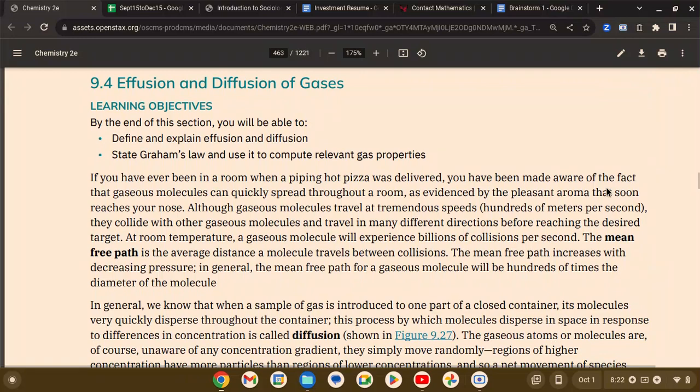9.4 Effusion and diffusion of gases. By the end of this section, you will be able to define and explain effusion and diffusion, state Graham's law, and use it to compute relevant gas properties.